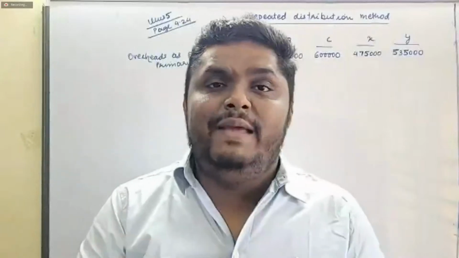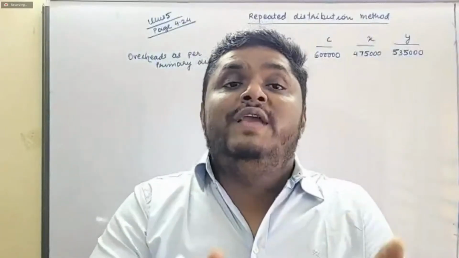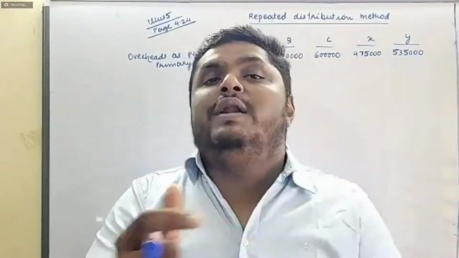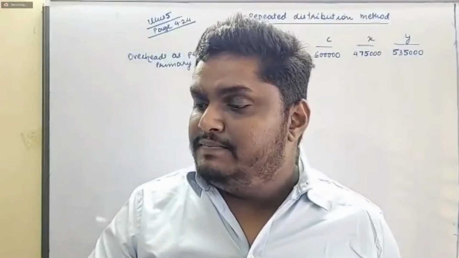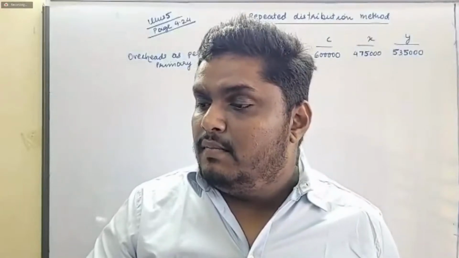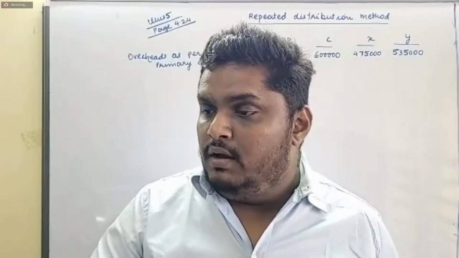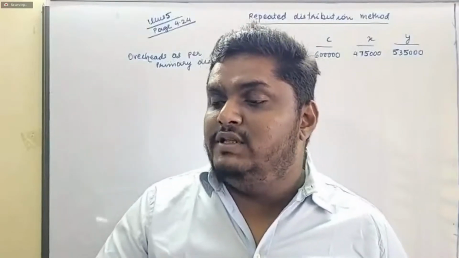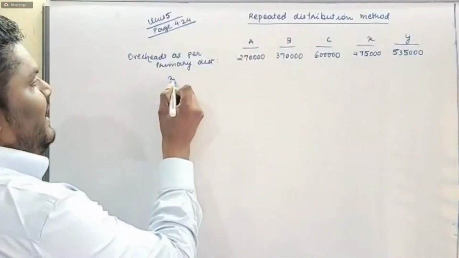Now guys, the name itself says repetitive distribution. It means we have to repeatedly distribute the overheads of departments X and Y. So guys, let's start. Now let's start with the distribution of overheads of service department X. So let's start with X first.